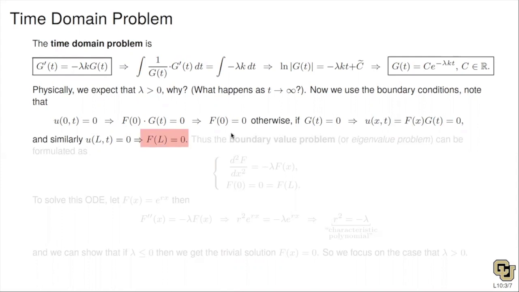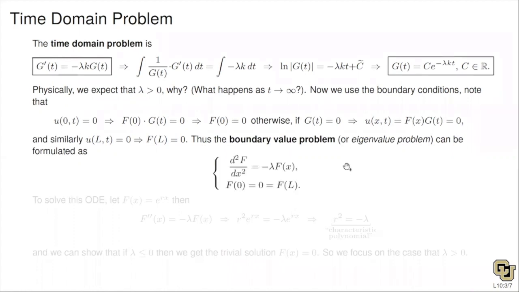And so the X variable problem, or the boundary value problem, also called the eigenvalue problem, is formulated as: we've got f double prime equals minus lambda f of x. Again, I want you to make sure you know where we got this equation from. And then the boundary conditions are the ones we just got right here.